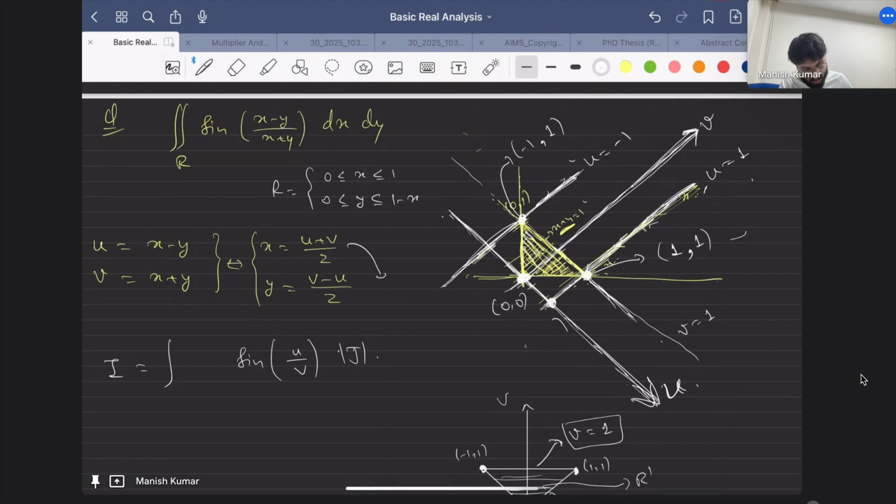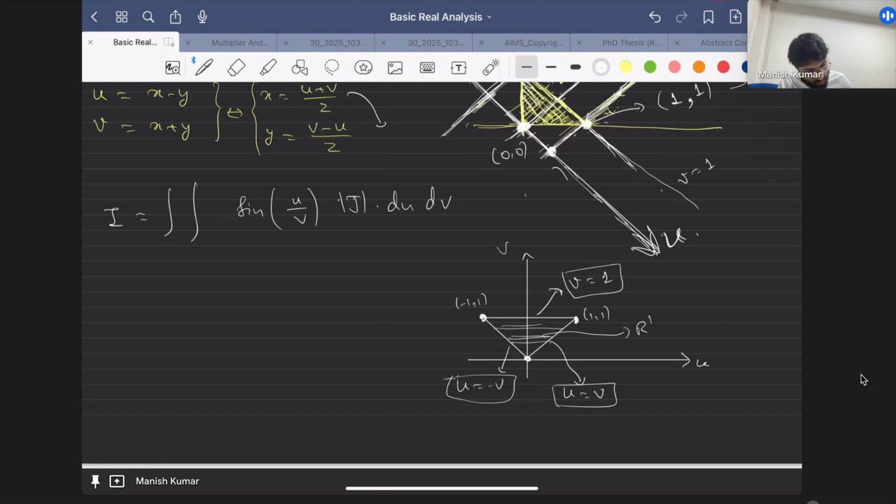Now here what will you do? You will write the Jacobian. Jacobian is 1 by 2, sir. Okay, Jacobian is 1 by 2, then you write 1 by 2. So, let me write first J. This is 1 by 2. And your limit you can clearly see. So, how will you write? As per your choice, what you want to write.